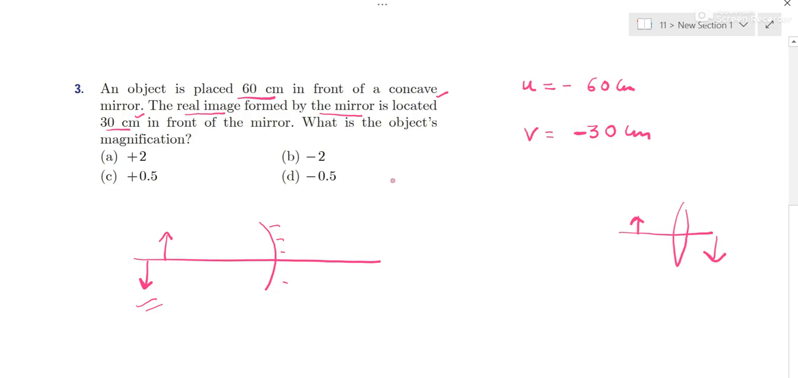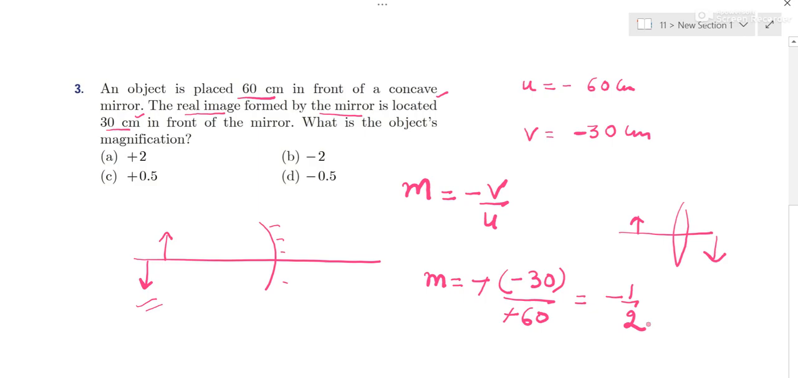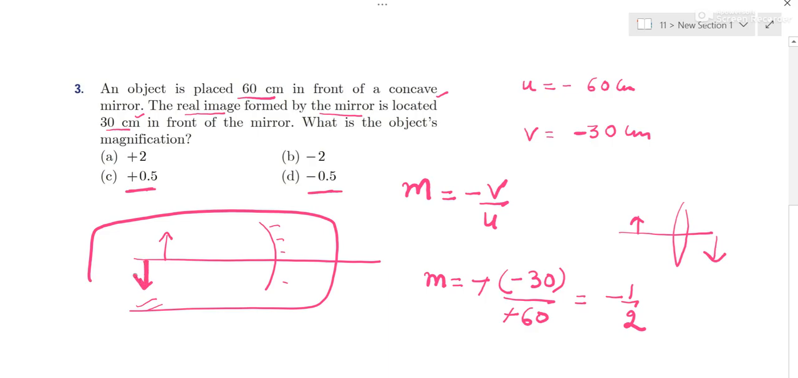Now what is object's magnification? So magnification formula for mirror is minus V by U. So we'll substitute minus 30 upon minus 60, minus cancel. So it is minus half. Okay, so you can see there were two options, plus half or minus half. So it is minus half. So that is why this was important to know that the real image is formed here and V has to be taken with sign. Get to the next question.